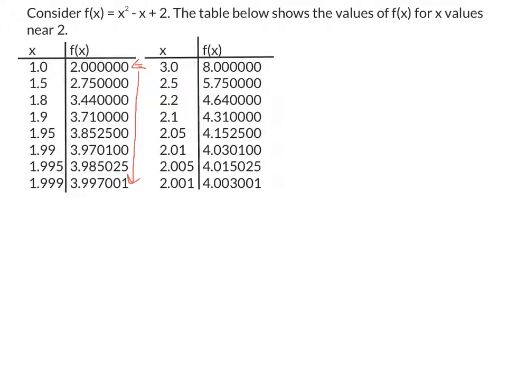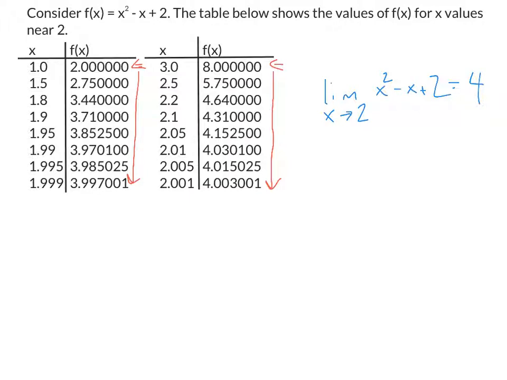If we start from 3, we get a value of 8, but as we get closer and closer to 2, we get f of x values closer and closer to 4. So what we can say is that the limit as x approaches 2 of x squared minus x plus 2 is 4.